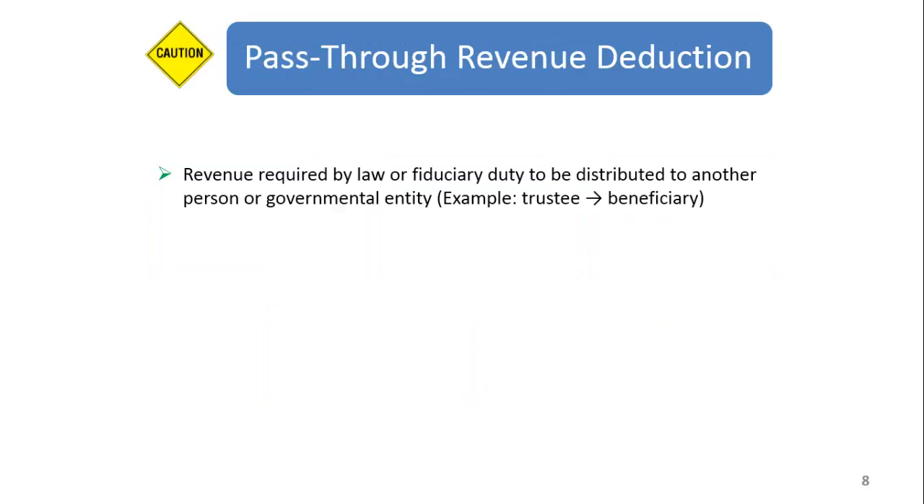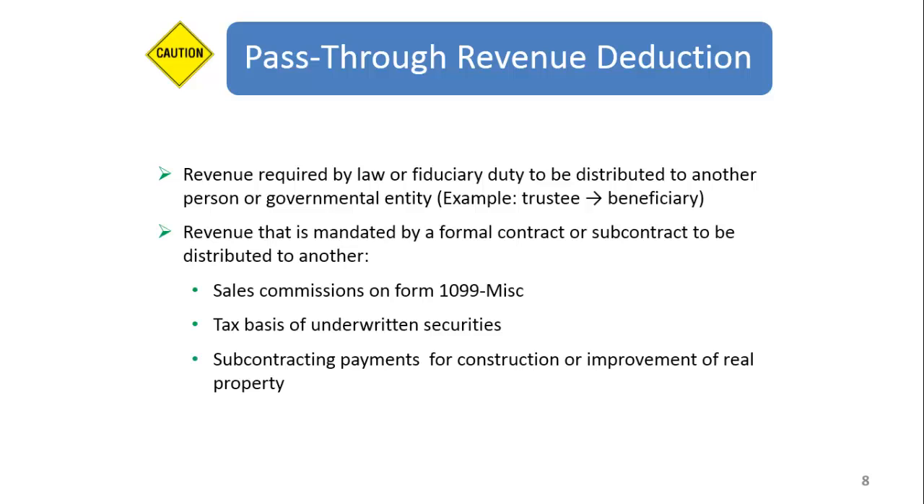The deduction for pass-through revenue is specifically defined for commerce tax. Revenue required by law or fiduciary duty to be distributed to another person or government entity is deductible. An example would be a trustee distributing funds to a beneficiary. Also, revenue that is mandated by contract or subcontract to be distributed to another. And these are the three items that qualify as deductible.